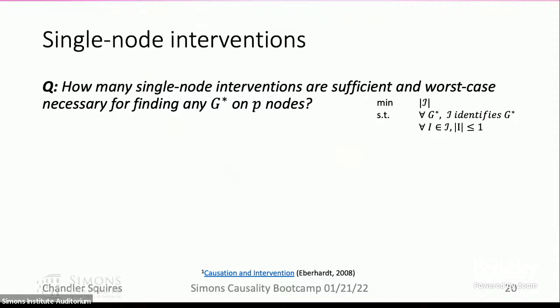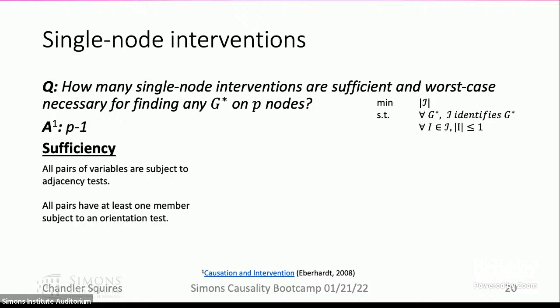And just to clarify between all of the different setups that we're going to consider, I'll write them as these optimization problems. So here, what we're trying to do is minimize the size of the intervention set such that for all G over P nodes, the interventions will identify that graph. And for all of the interventions in this set, the size of the intervention is less than or equal to 1. And maybe unsurprisingly in this case, it's pretty pessimistic. It's going to require P-1 interventions.